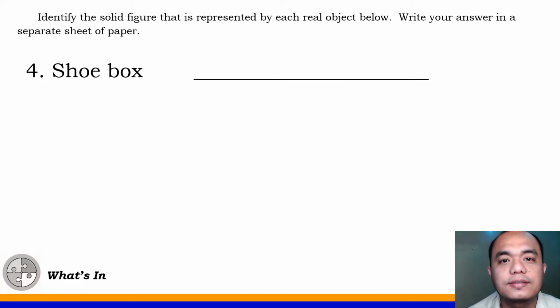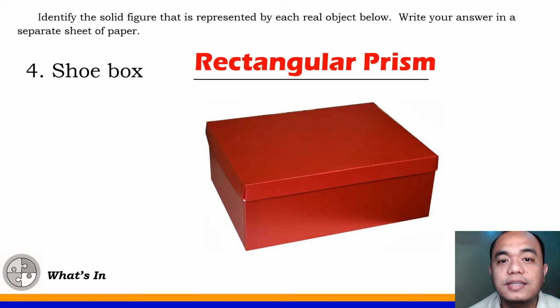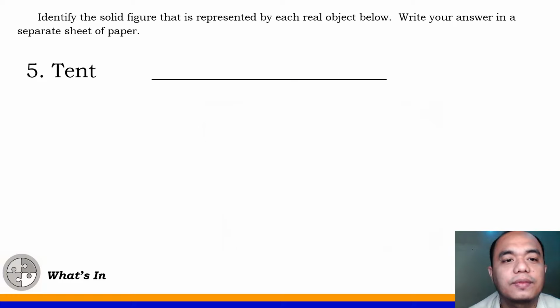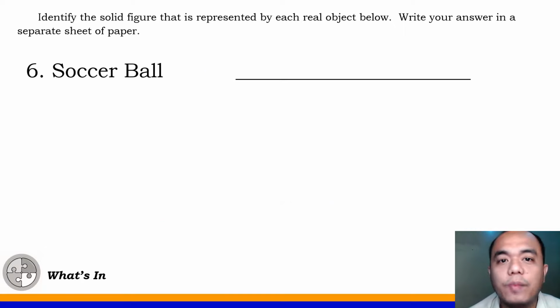Number 4, shoebox. This is a shoebox. So what figure is this? Yes, that's a rectangular prism. Next, number 5, tent. That one. Yes, that's a pyramid.